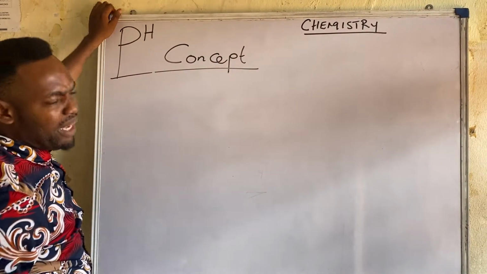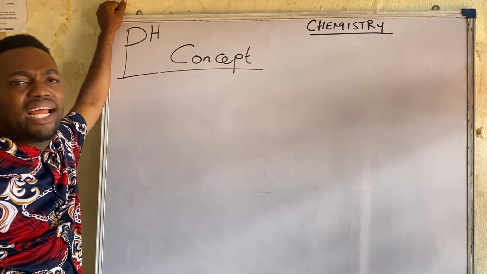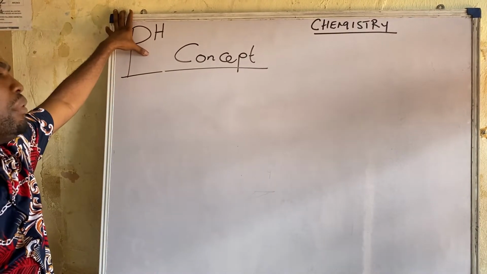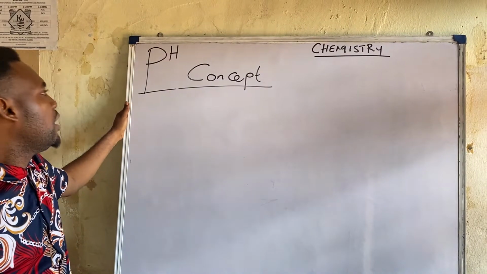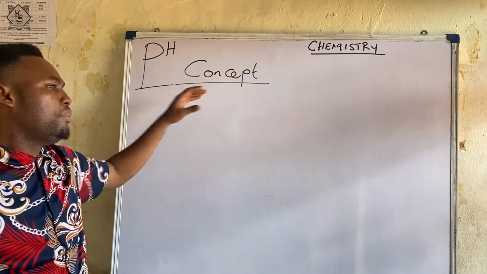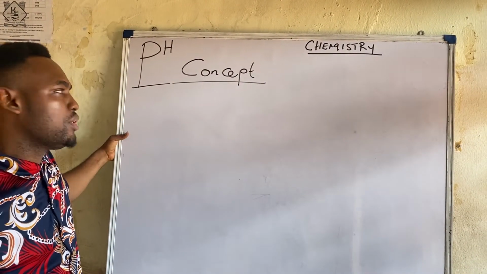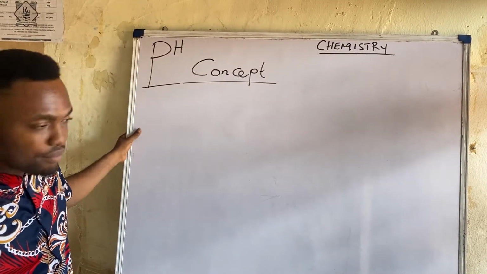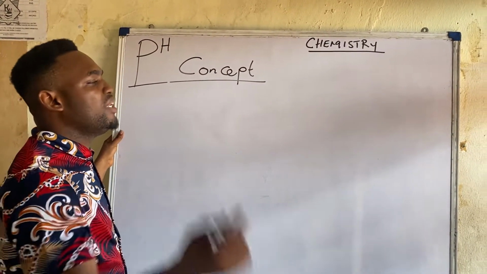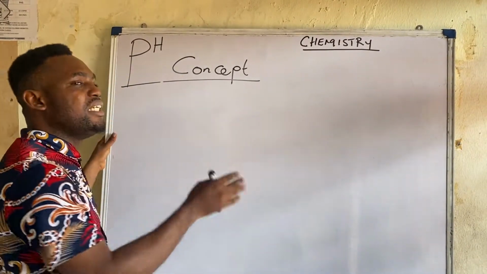pH was coined by a man known as Soren Sorensen. But for this aspect, I'm not going into all those details. For the pH concept, we are going to focus on the calculations that come out of pH and how we can get our answer easily. Now, there will be a second video which will feature acid, base, and salt.